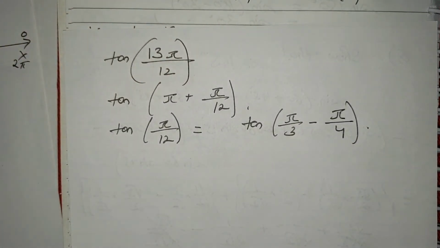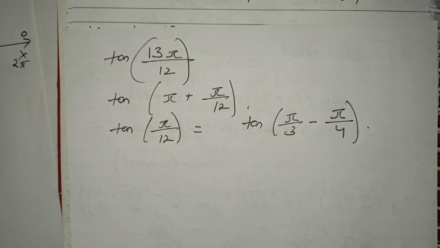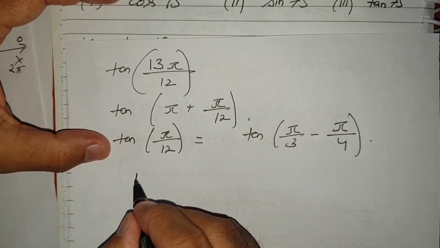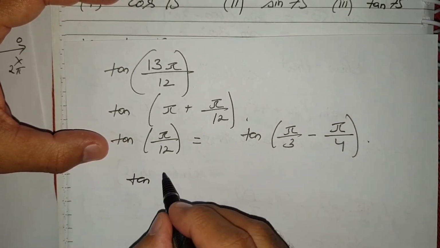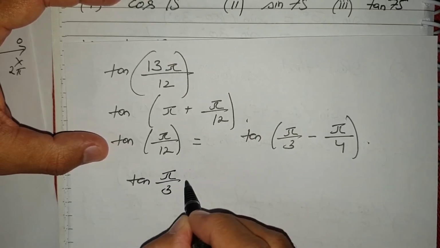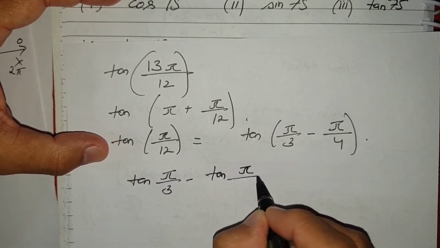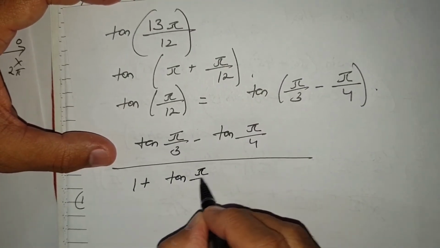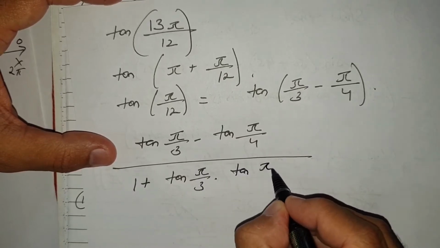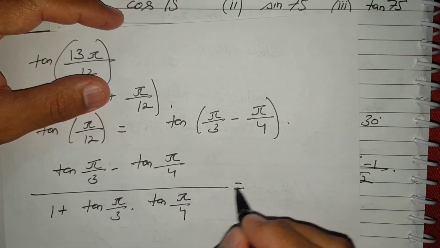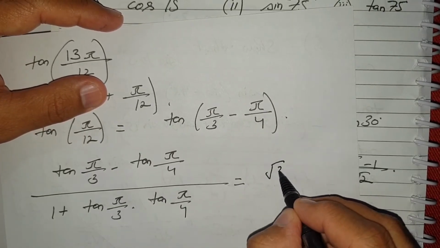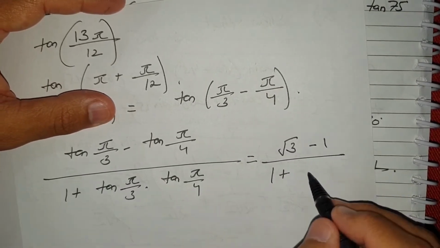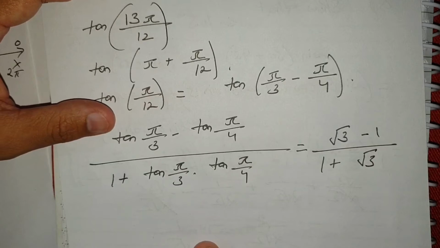Tan pi by 3 minus tan pi by 4. Now applying the formula, tan(A minus B) is tan A minus tan B upon 1 plus tan A tan B. This equals, tan pi by 3 is root 3, minus 1, upon 1 plus tan pi by 3 is root 3, so 1 plus root 3.